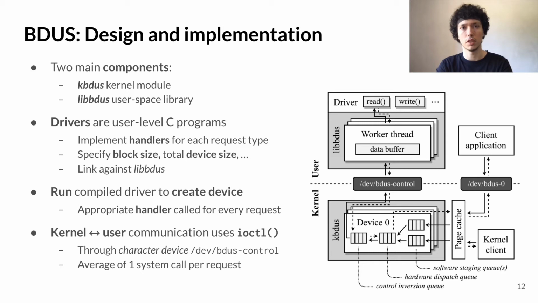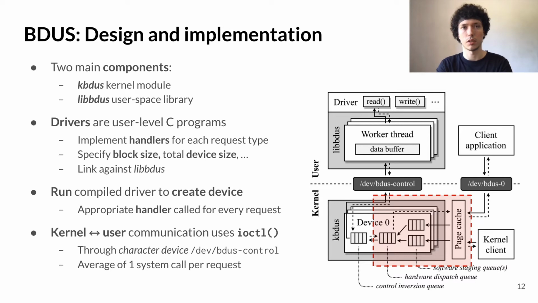For each request submitted to the device, one of libbdus's worker threads invokes the appropriate handler. In more detail, a request submitted to a block device created using BDUS first goes through the PESH cache and through the two-level system of software staging queues and hardware dispatch queues that is provided by the Linux block layer for all block devices.